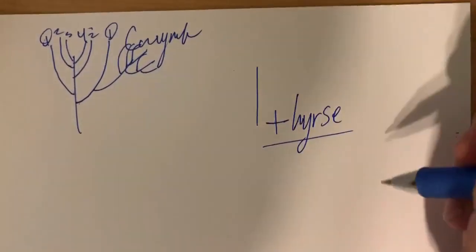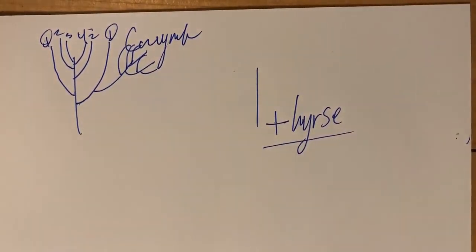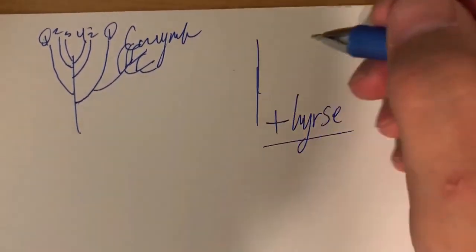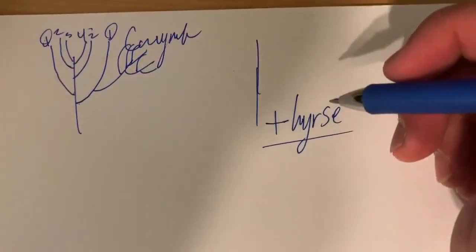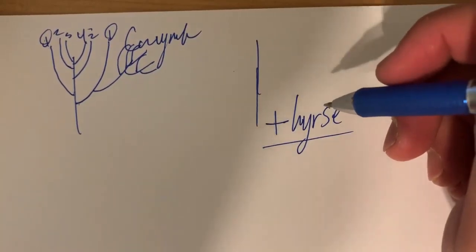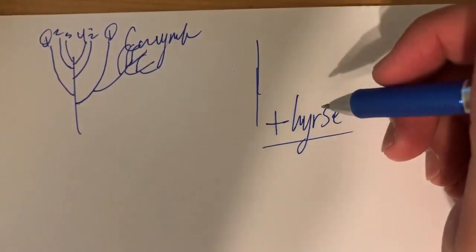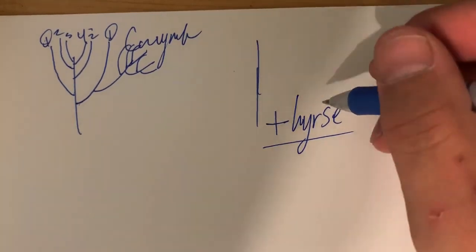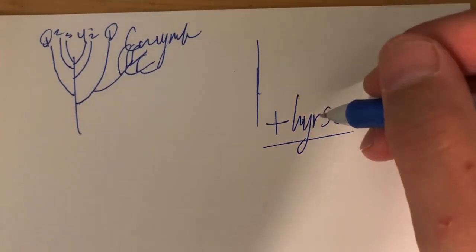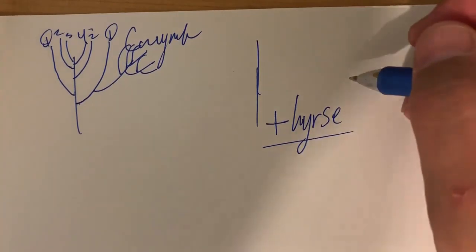thyrse. This is called a thyrse. It kind of looks like thyrsy, which reminds me of thirsty, which always makes me giggle a little. So this is a thyrse. A thyrse looks like a compound umbel on top of a compound umbel, or more like a simple umbel on top of a simple umbel on top of a simple umbel.